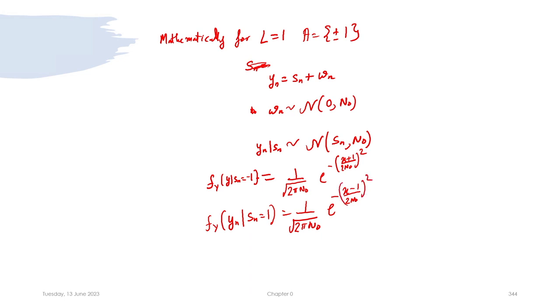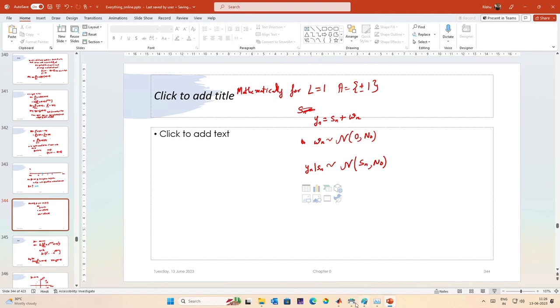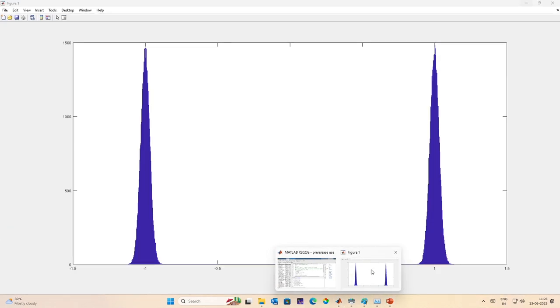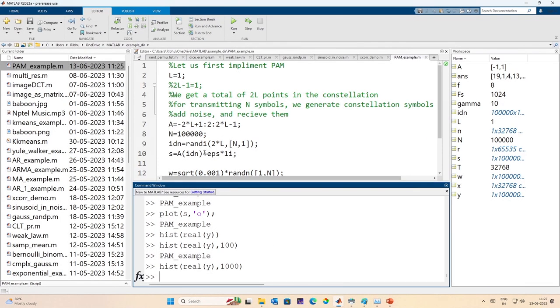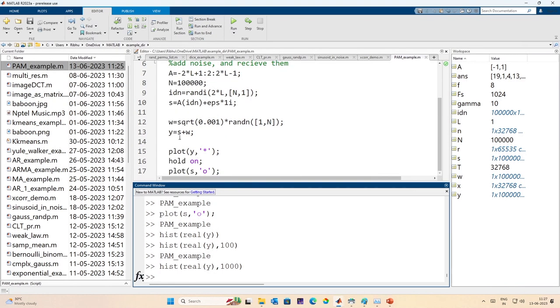If I try to plot these, the left plot is centered at minus 1, and the right plot is centered at 1. So I get a bimodal Gaussian distribution, or a Gaussian distribution with two modes, which makes sense. Now let's say I increase the noise variance.